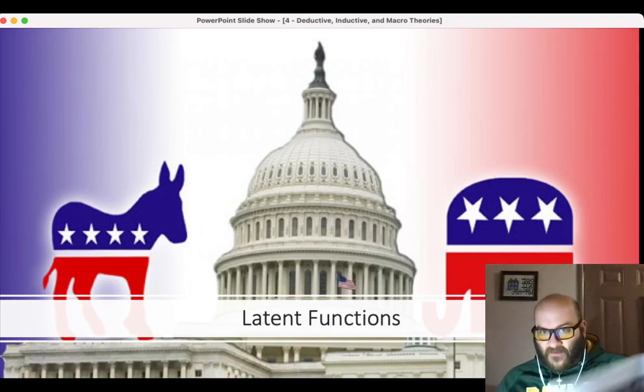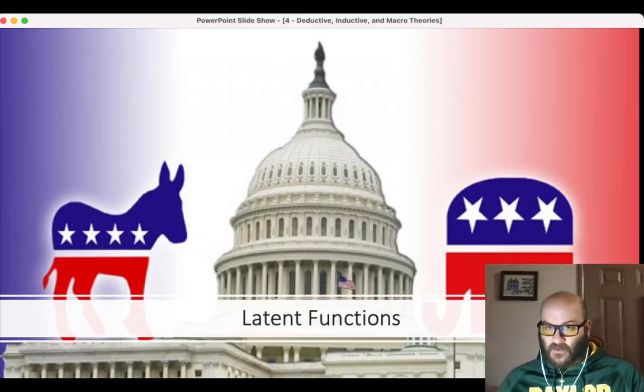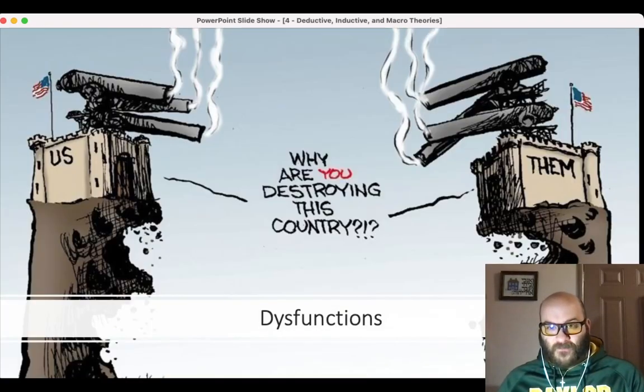The manifest function was a more perfect union, justice, tranquility, defense, welfare, and liberty. A latent function are the political parties, the infighting, the stupidness that is oftentimes attached to politics.